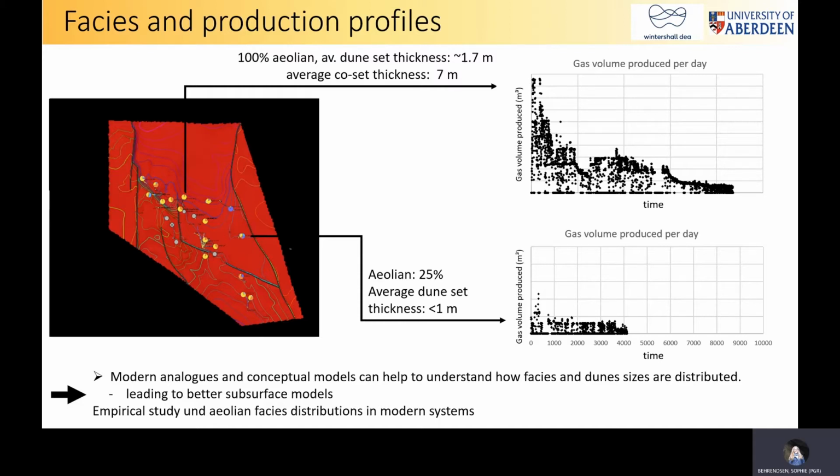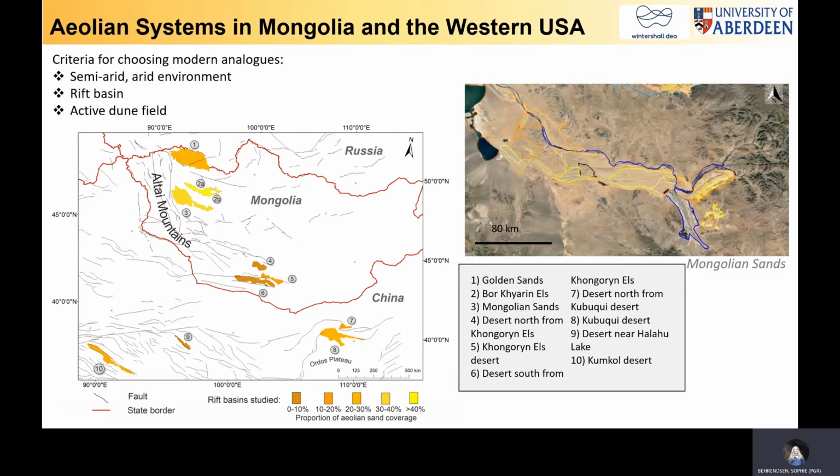So we turned to modern analogs and conceptual models, and the observations we make here will hopefully help us to build better subsurface models. So when choosing the right modern analogs, we looked for basins that were similar to our subsurface basin. In that case, that meant finding arid rift basins that contain active aeolian dune fields. And we chose two main study areas that matched these criteria. The first was in Southern California, and the second one was in Western Mongolia and in some neighboring Chinese provinces.